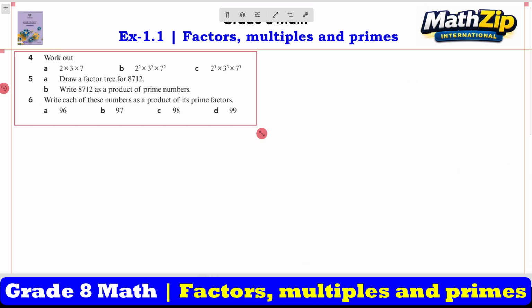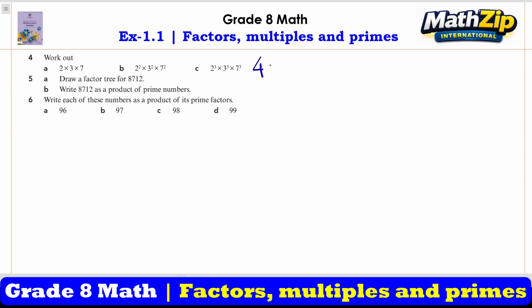Number 4, A. 2 times 3 times 7. What will be the result? 2 times 3 is 6, 6 times 7 is 42.